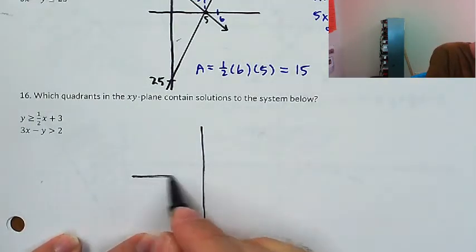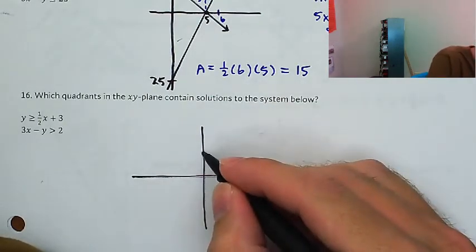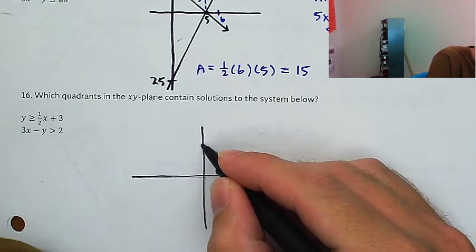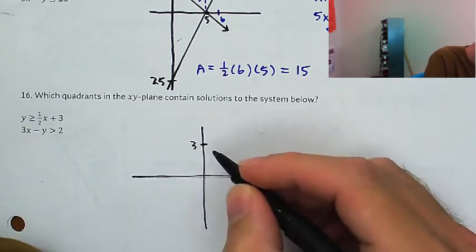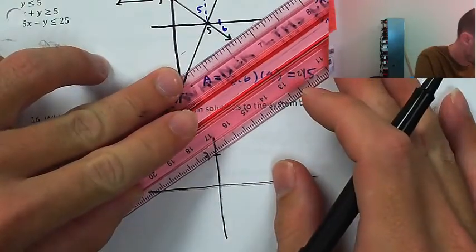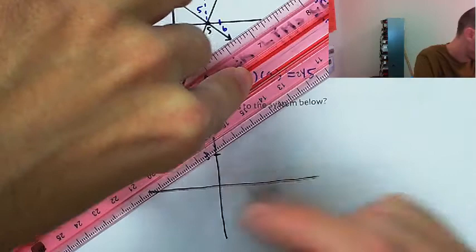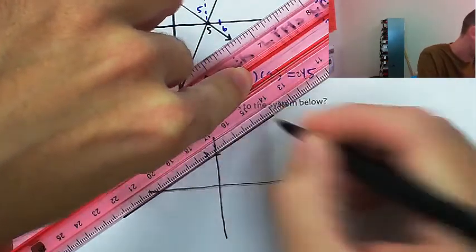If I don't know any better, I'm just going to give myself all 4 quadrants to work with. 1/2 x plus 3. I'm going to mark 3 there. 1/2 x, well, it's not very steep. So I'll say it's maybe like that. And this is greater than or equal to, so it's going to be a solid line.